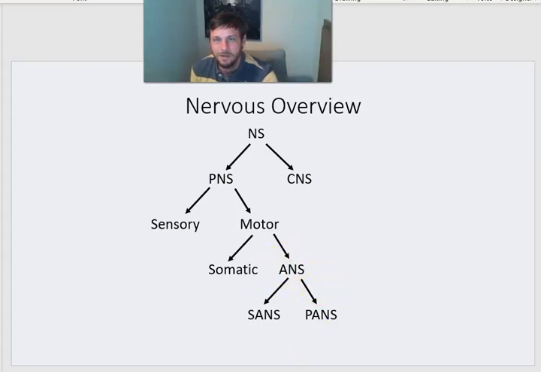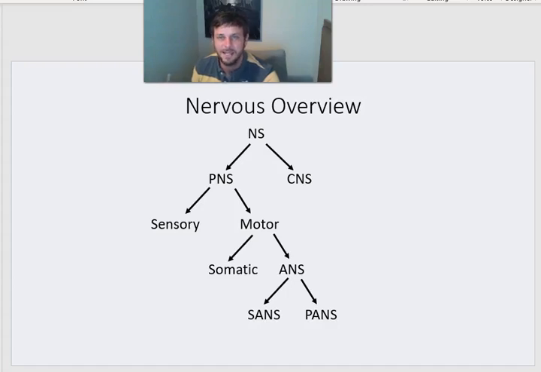But we're also talking about the autonomic today. So the autonomic is going to be all the glands, effectors, smooth muscle, cardiac muscle that isn't controlled consciously. So it's all subconscious control there, or autonomic, right? It's automatic. And you have two divisions. You have the SANS and the PANS. The SANS is the sympathetic autonomic nervous system. The PANS is the parasympathetic autonomic nervous system.